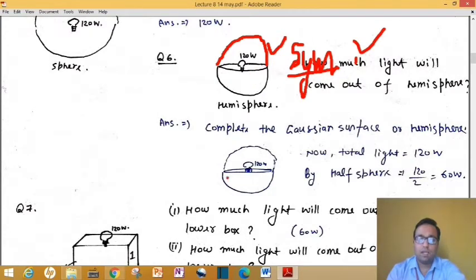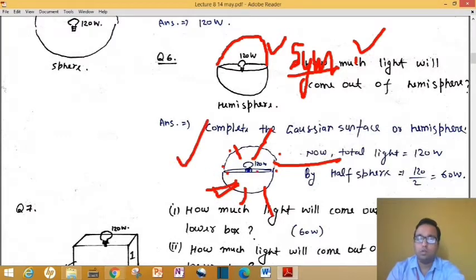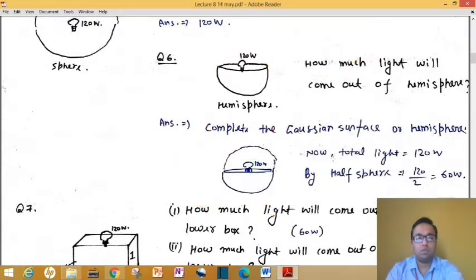And if I say complete this hemisphere, in the second diagram you can see I have completed this hemisphere by drawing this dotted line. It is not a line, it is a complete hemisphere. By joining two hemispheres we get a complete sphere. Now this bulb is placed at the center, and we can say that from this complete sphere the total amount of light that will come out is 120 watt. So from a half sphere 60 watt will come out. That is our answer. Now try to answer the next question.